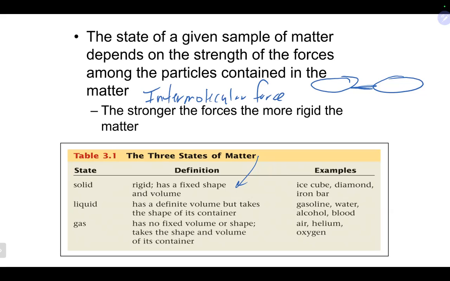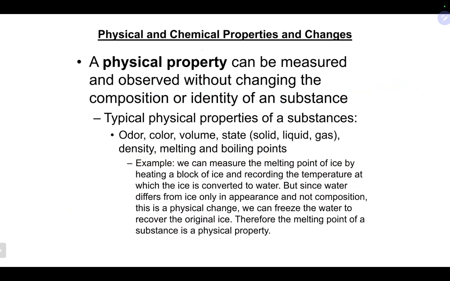As we'll talk about more in depth in a later chapter, these things affect melting points, freezing points, boiling points, how strongly two molecules are held together. Again, typically speaking, the stronger something is held together, the less likely it would exist as a gas under normal conditions. So now we're going to talk a little bit about physical and chemical properties and changes.